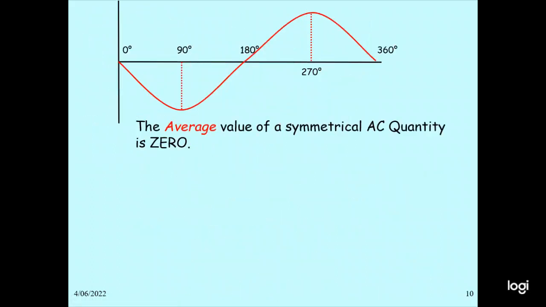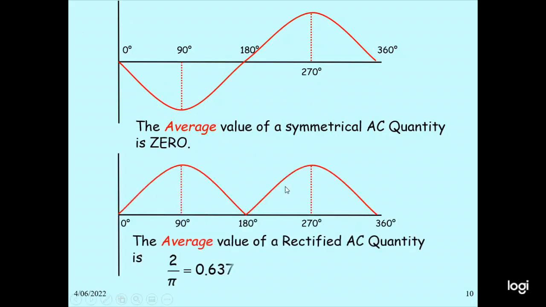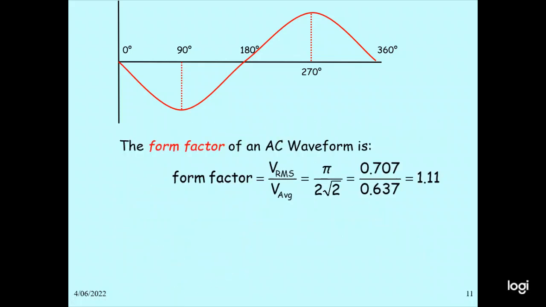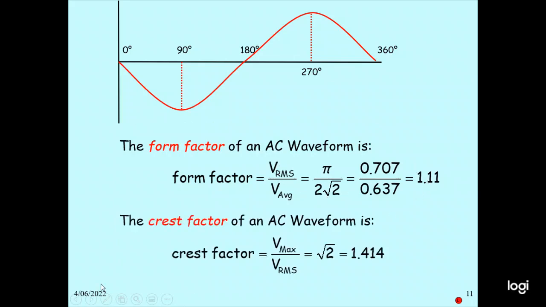The average value of a mathematical AC quantity is 0. The average value of the rectified AC quantity is 2 by pi, or 0.637. The form factor of the AC waveform is VRMS over V average, which is pi by 2 root 2, giving 1.11. The crest factor of the AC waveform is V maximum over VRMS, which is root 2, or 1.414.